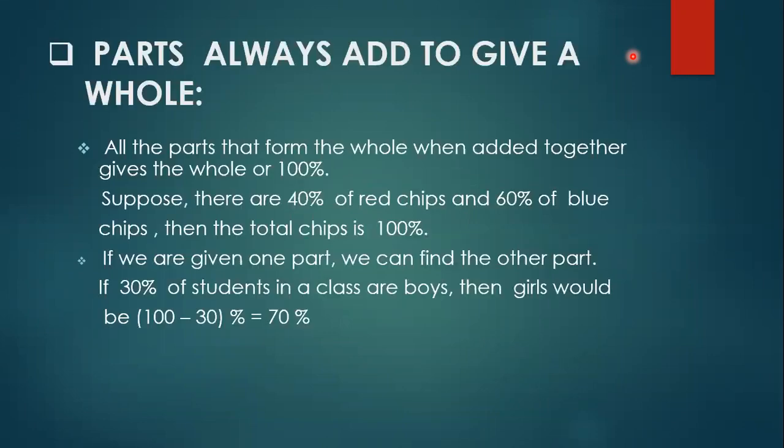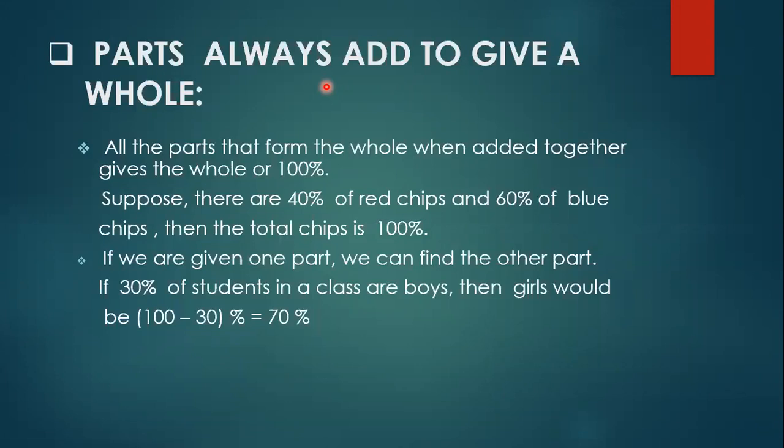Students, you have learned how to convert a fractional number into a percentage and also decimals to percentage. Now you are going to learn the new topic, parts always added to give a whole. When we cut an apple into two parts, each part as a fraction we can say 1 upon 2 or half. Each part makes half of the whole thing. And when we add both the parts, half plus half, it will make the whole thing. Or we can say 1 upon 2 plus 1 upon 2 gives 1. That is the whole thing.